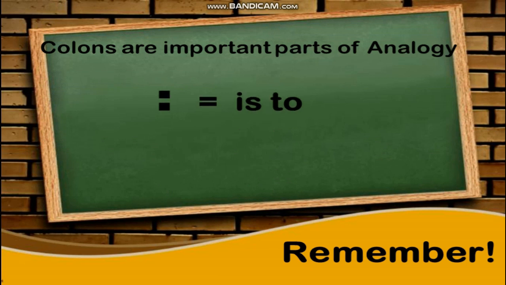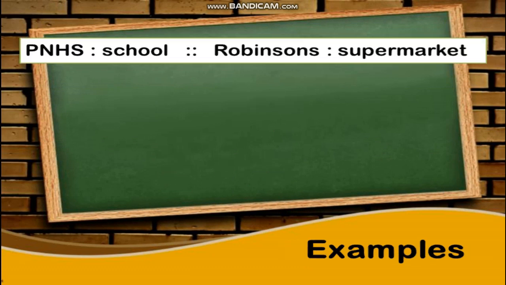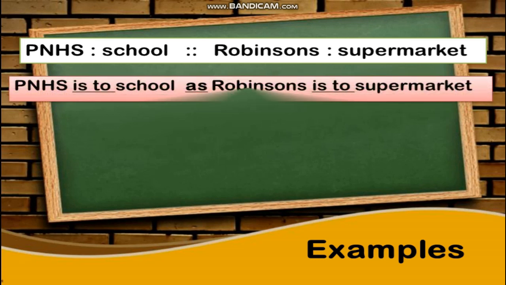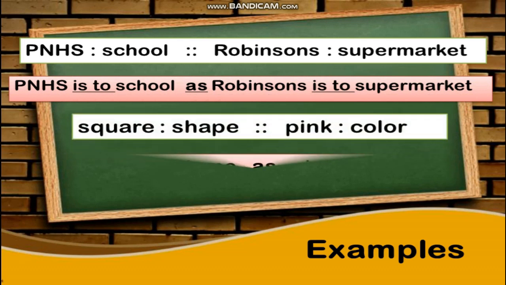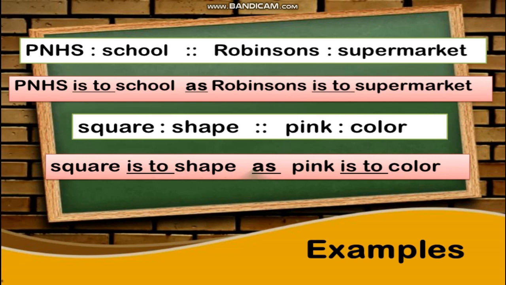Single colon means "is to," while double colon means "as." Examples. How are we going to read this analogy? PNHS, single colon, school, double colons, Robinson's, single colon, supermarket. No, the correct way of reading this is PNHS is to the school as Robinson's is to the supermarket. Another example: square is to shape as pink is to color.